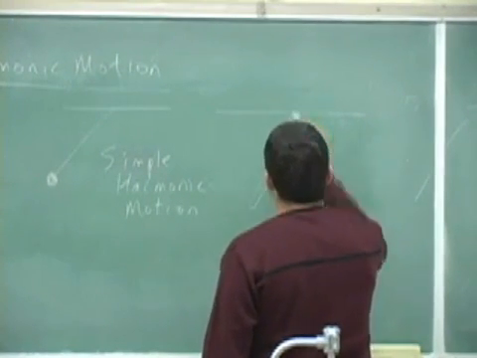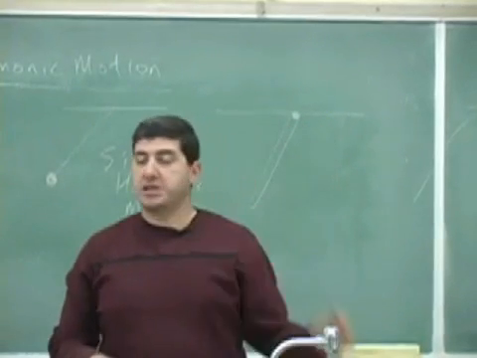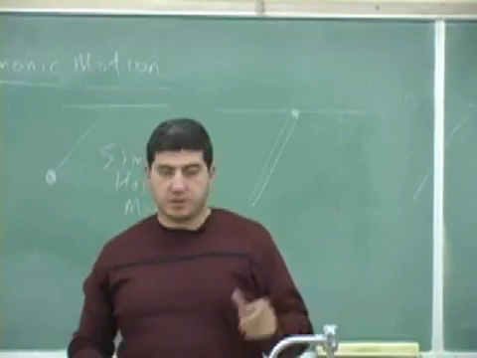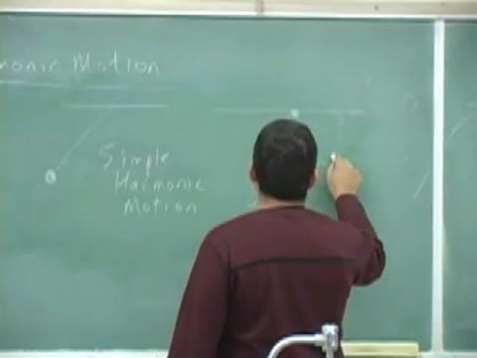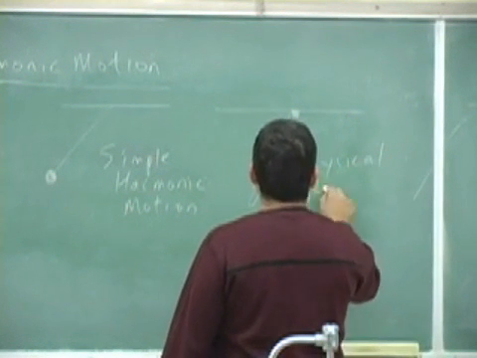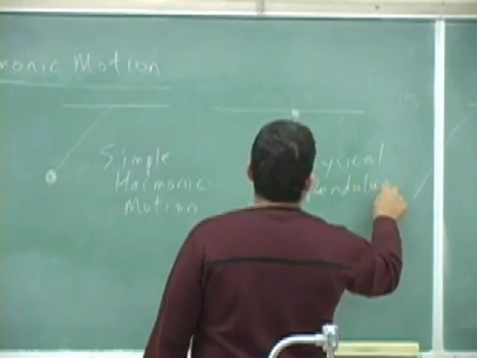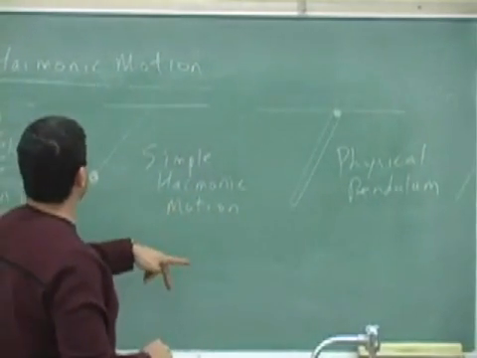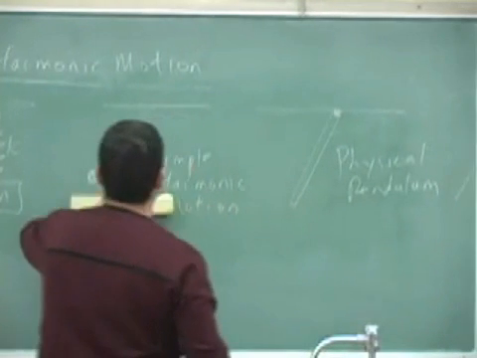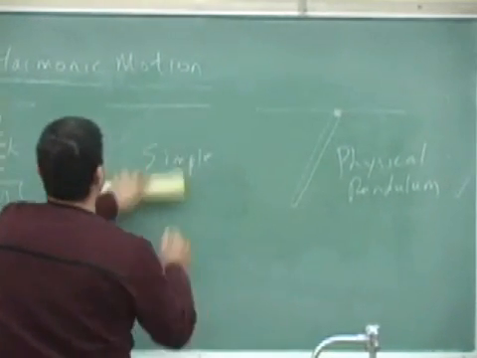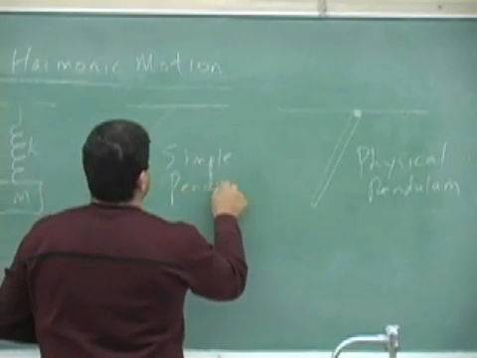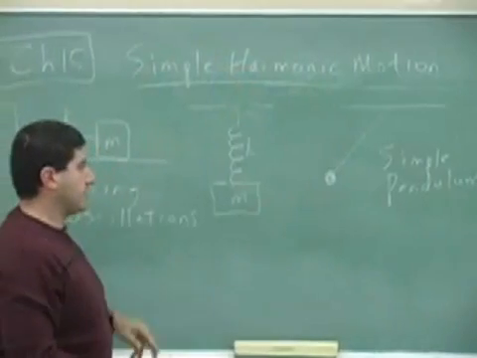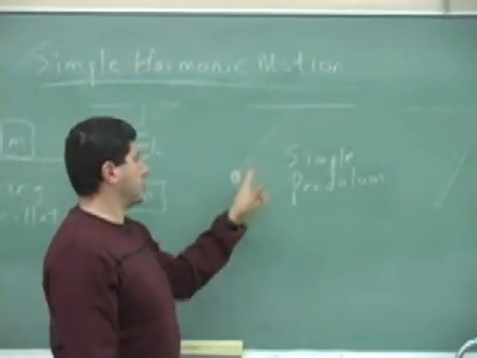you can have a ruler or any other kind of extended object. You can let go of it and it goes back and forth. That's known as a physical pendulum. So the difference between physical pendulum and simple harmonic, actually, sorry, this one I should have named differently, this one is the simple pendulum. The simple harmonic motion is everything put together, but the simple pendulum is this one, the physical pendulum is that one.